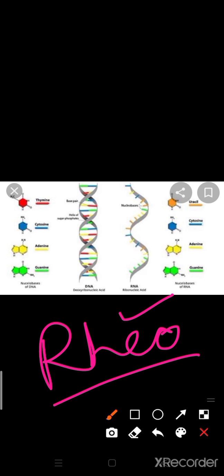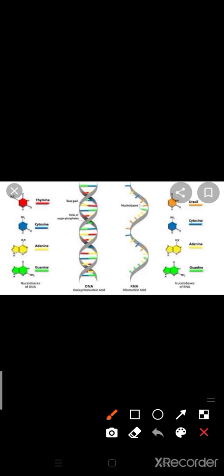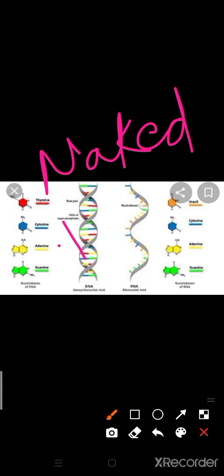Next important thing which can be asked in any competitive exam: what is naked DNA? What is naked DNA? If histone protein is not present in DNA, that DNA is known as naked DNA, or DNA without histone protein is known as naked DNA.